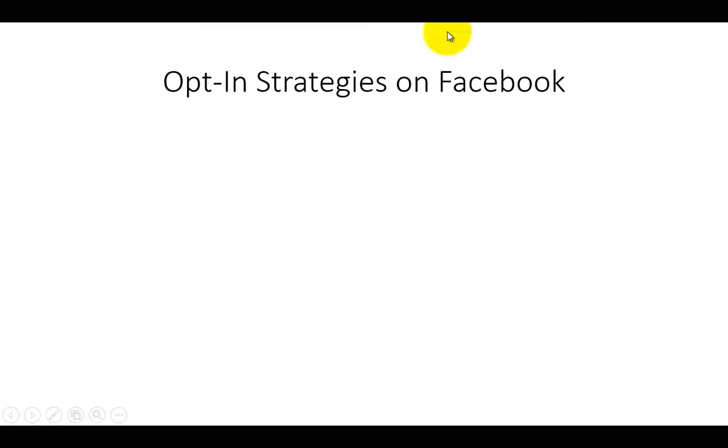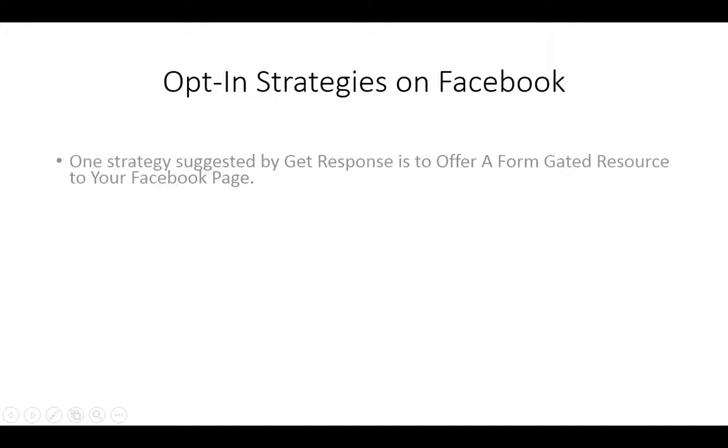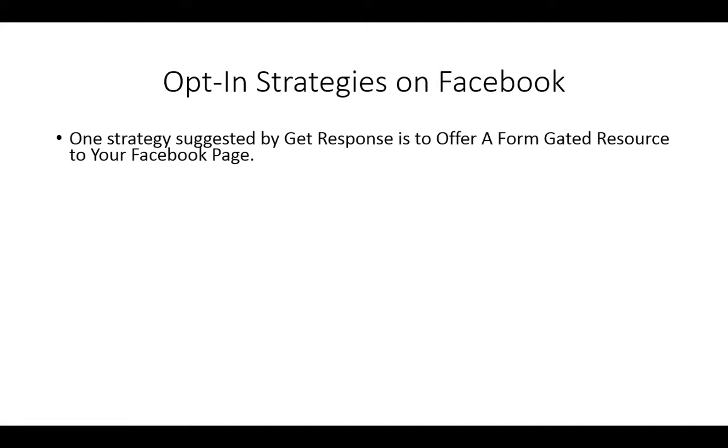To physically get people onto your opt-in list on Facebook, one strategy mentioned by GetResponse is to offer a form-gated resource to your Facebook page. Or in other words, you want to make sure that there's content that if you give it away, the only way they're going to be able to get that content is if they opt into your list. And even though the like gate is no longer available, there is the opportunity to place a content gate so that when your content is there, the only way that people will be able to get it is to trade something with you. Now, there are applications and companies that do allow you to be able to do that.